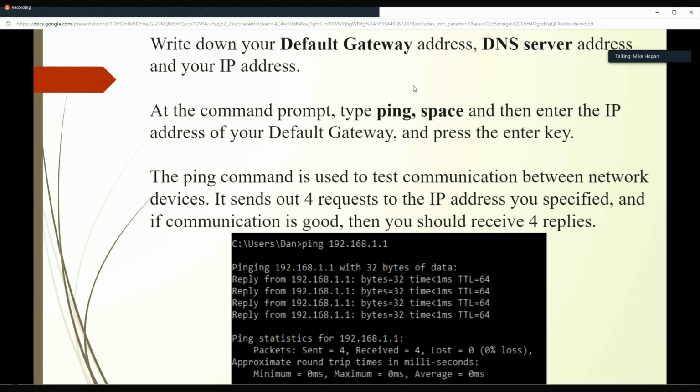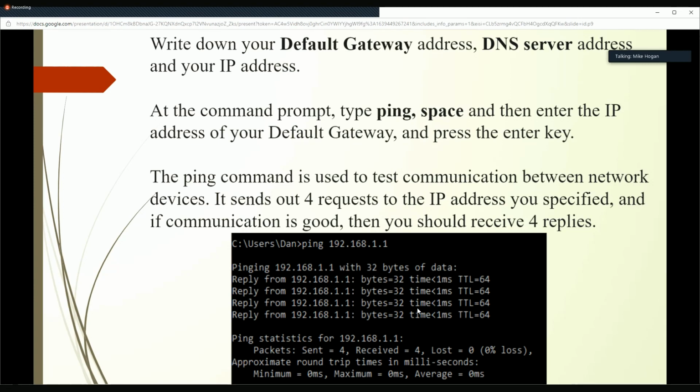One of the things you can do is ping your own default gateway, your DNS server. You go in and just type CMD in the search bar. It's going to pull up your command prompt. Then all you have to do is type ping whatever address you want to ping, and you're going to see something that looks like this.